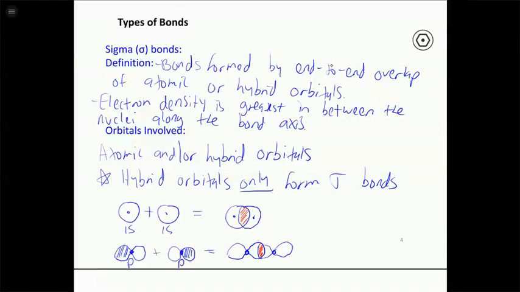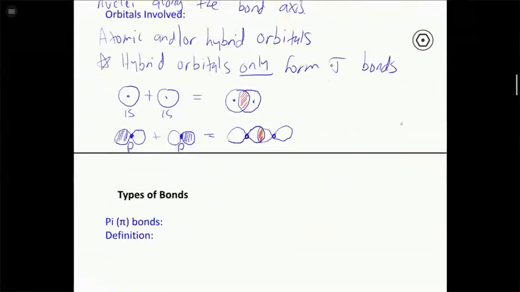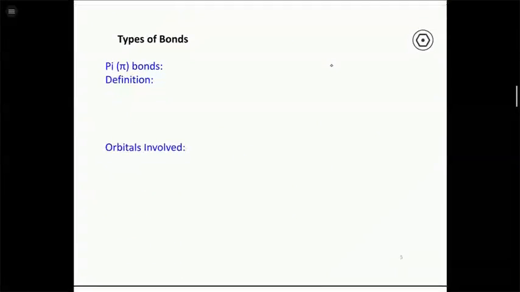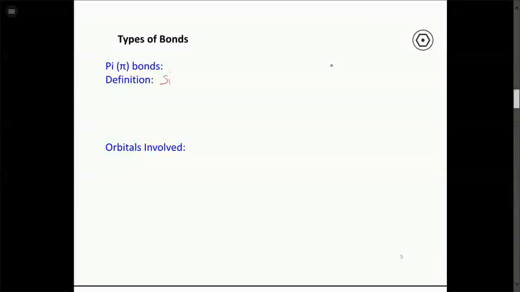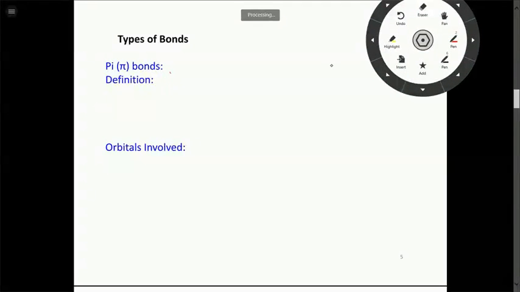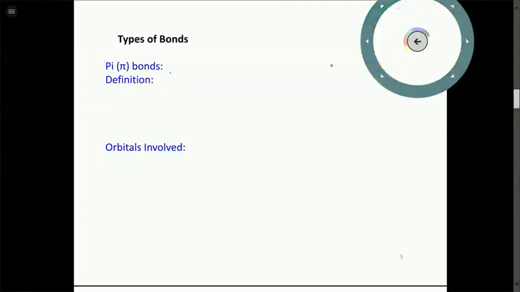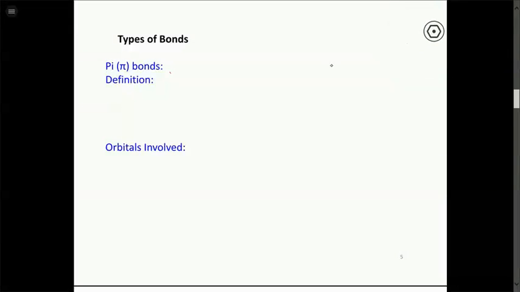Now there's another type of bond that's involved, and this is only going to show itself when we have multiple bonds, either double or triple bonds, and these are called pi bonds. Okay? So pi bonds, as opposed to being an end-to-end overlap, these are a side-to-side overlap of orbitals. All right? There's more precise definitions that you may learn in more advanced chemistry courses, but for our purposes, a pi bond can be thought of as a side-to-side overlap.